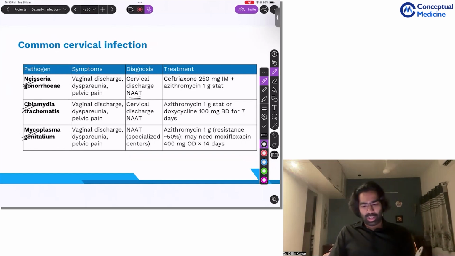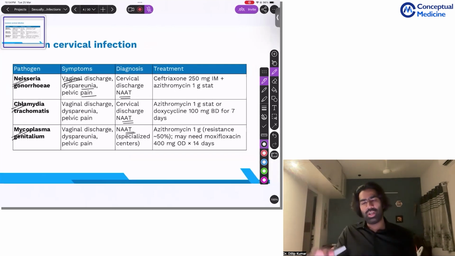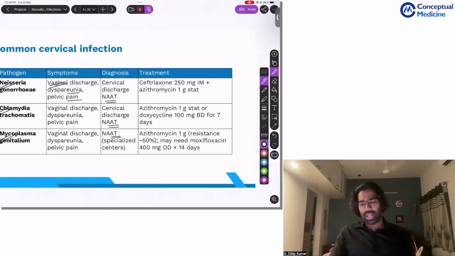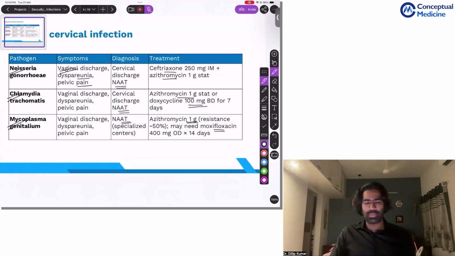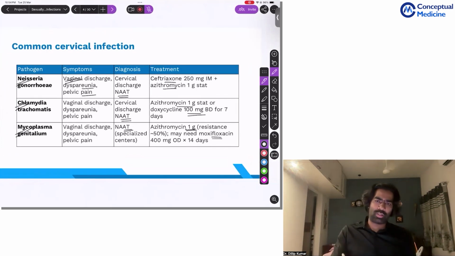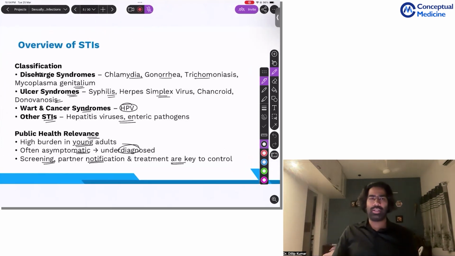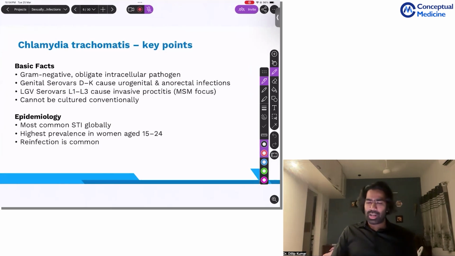And the diagnostic standard is going to be the NAAT, nothing more than that. And symptoms are going to be in the form of vaginal discharge, dyspareunia, and pelvic pain for all 3 of them. Treatment is going to be the same. If it's Neisseria gonorrhea, we're going to treat with ceftriaxone plus azithromycin single dose. And you're going to treat Chlamydia with either azithromycin or doxycycline, depending on the pregnancy status. And for Mycoplasma, the most commonly used drug is azithromycin, but in resistant cases, it's better to use moxifloxacin, 400 milligram OD for 14 days.